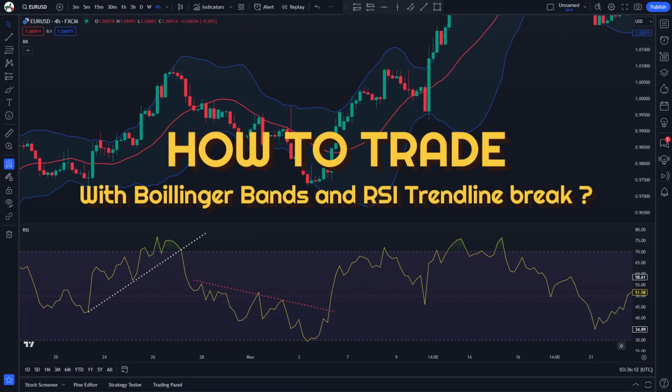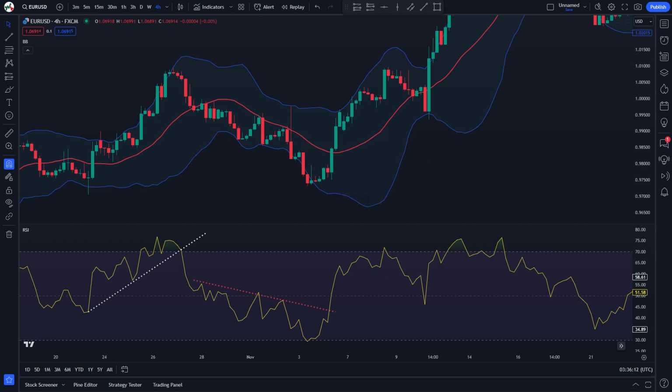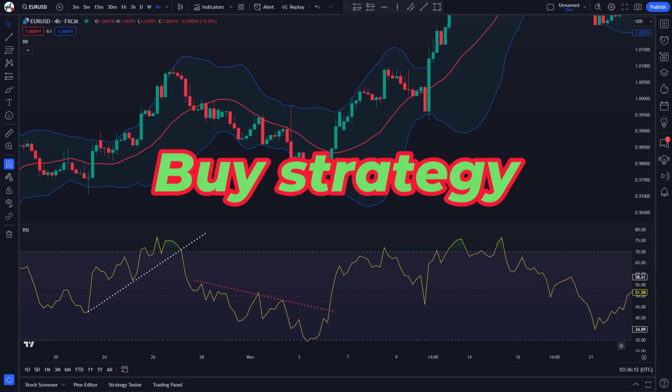How to trade the Bollinger Bands and RSI trendline breaks. Now we will get to the point of trading using Bollinger Bands and the RSI indicator. Here are the buy rules and sell rules using this strategy.